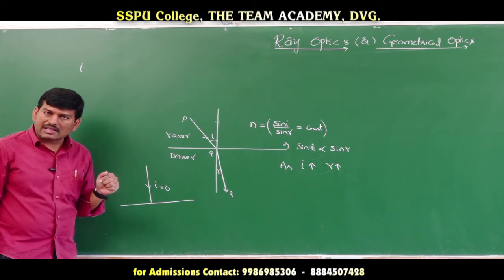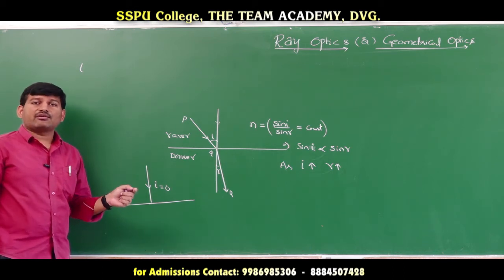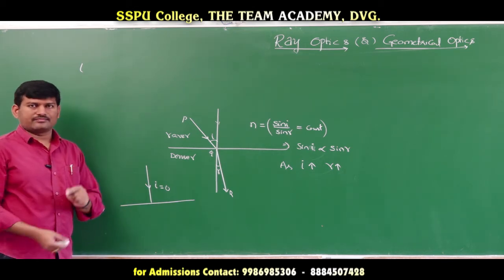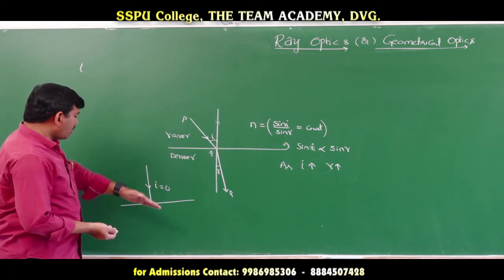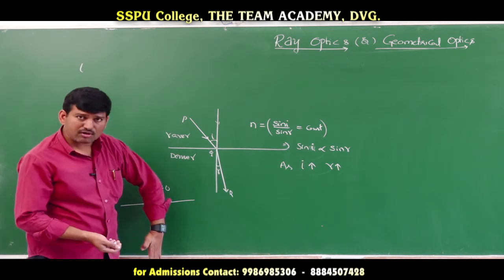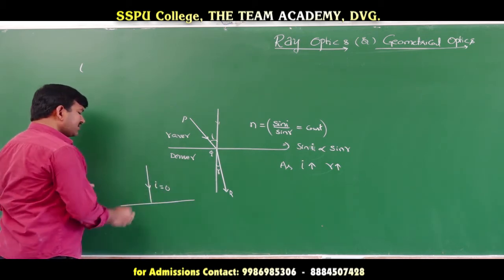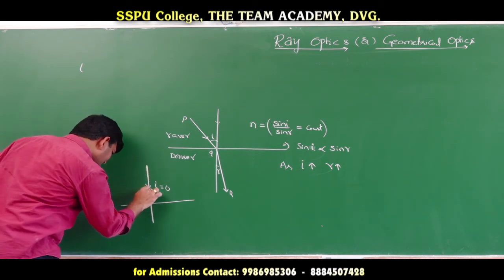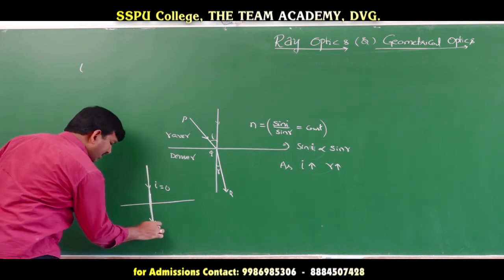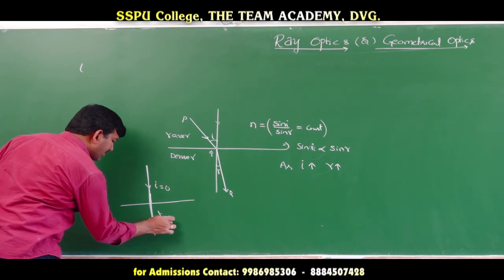Please don't think that normal incidence means angle of incidence is equal to 90. That is wrong. Angle of incidence is always measured with respect to the normal. Normal incidence means the light ray is along the normal line. Therefore, angle of incidence is 0. In this case, the refracted ray will go straight like this. This is the transmitted ray. More clearly, r is equal to 0.